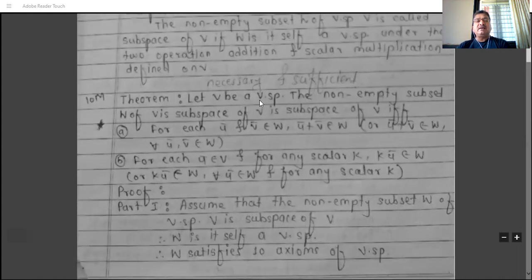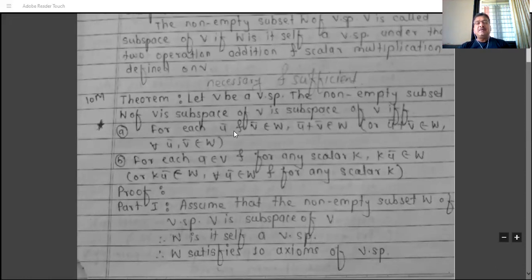Then this is the characterization theorem on the subspace, called the necessary and sufficient condition for a subspace. Let V be a vector space. The non-empty subset W of V is a subspace of V if and only if, property number one, for each u and v belonging to W, u plus v belongs to W, for all u and v in W. That is, W is closed for addition.